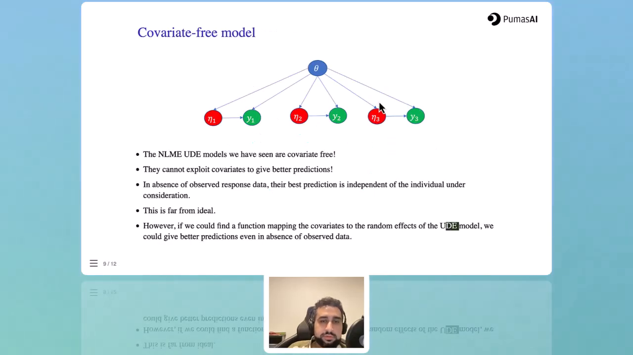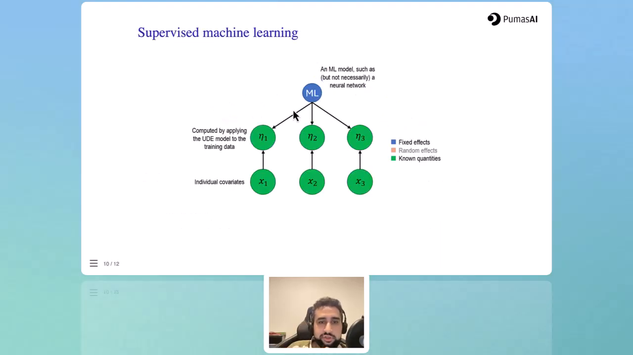So we first fit this model by maximizing the marginal likelihood, and then we get the empirical Bayes estimates using the formulas that we've seen in the previous video. And then we try to fit the empirical Bayes estimates from the covariates. So the target, the output, is the empirical Bayes estimates, and the inputs are the individual covariates. And then we have some machine learning model, which doesn't necessarily have to be a neural network. It could be an XGBoost model, it could be a random forest, it could be any kind of model that we want. And this here is actually just a very classical supervised machine learning problem.